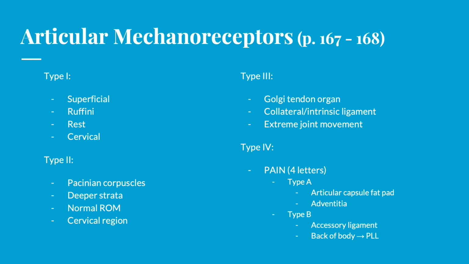And then we got two different types of type 4 articular mechanoreceptors. So remember, four letters, that's going to be our painful monitoring. We've got type A. Type A goes with two A features. We've got the articular capsule fat pad and the adventitia. Type B is going to be found in the accessory ligament and the back of the body of the vertebrae. So again, a little bit of a stretch, but that's going to be your PLL. So B in the back.